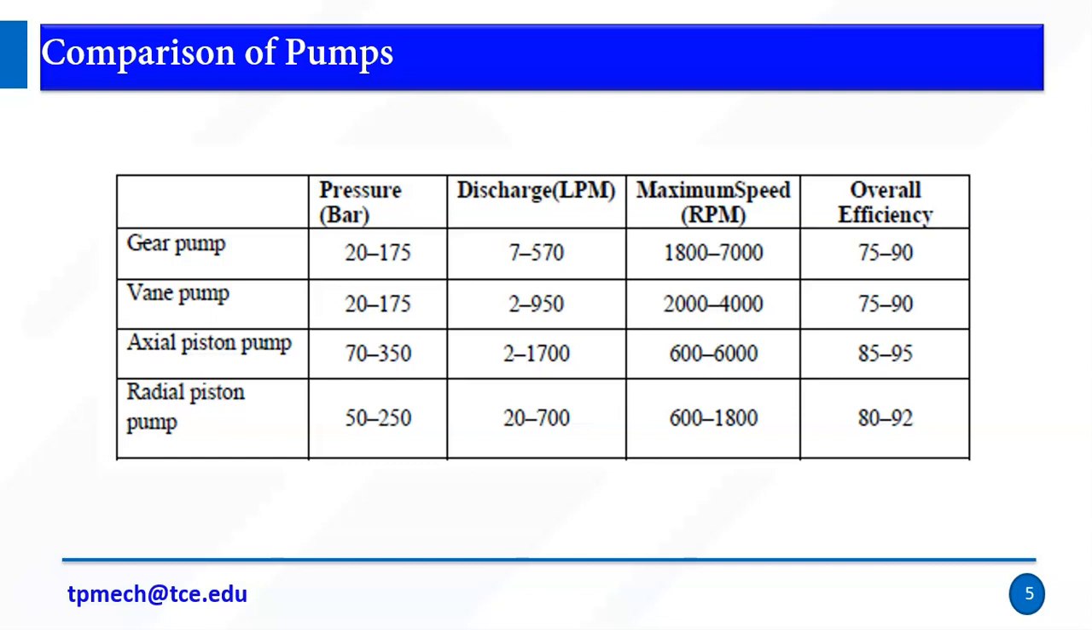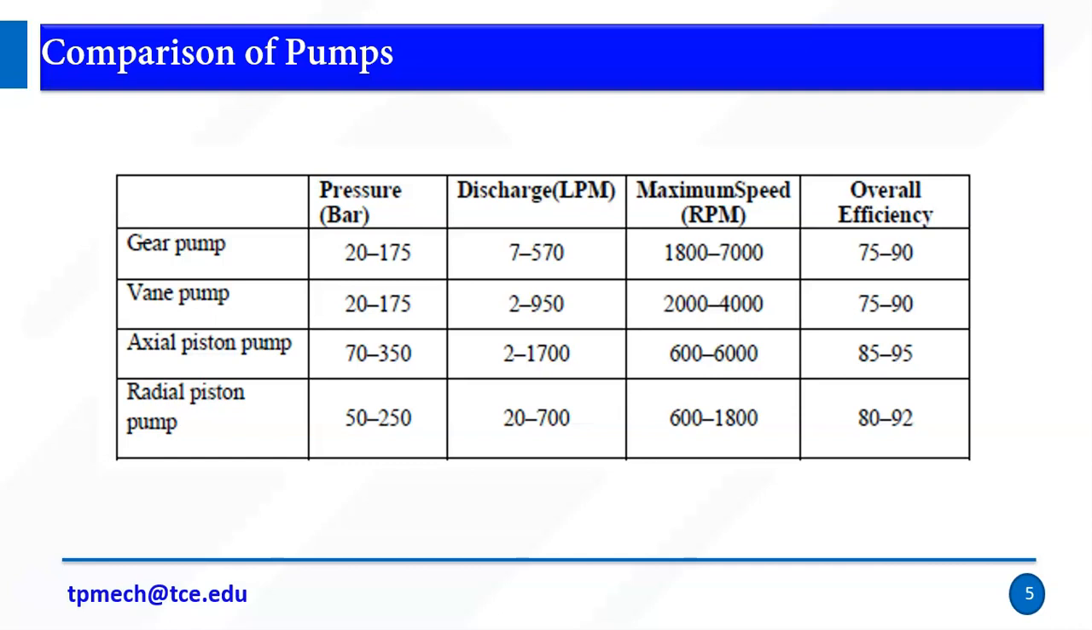If you consider the speed, in revolutions per minute, the vane pump works at 2000 to 4000. But the gear pump has more speed, 1080 to 7000. Maximum speed is 7000. Vane pump is 2000 to 4000. Axial piston pump 600 to 6000, and radial piston pump 600 to 1800.